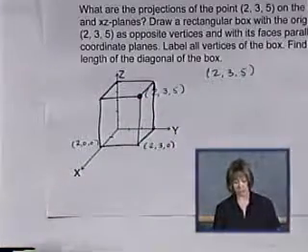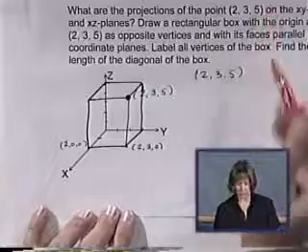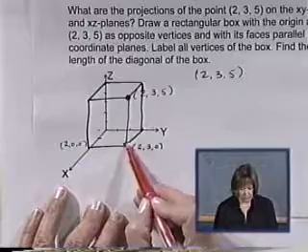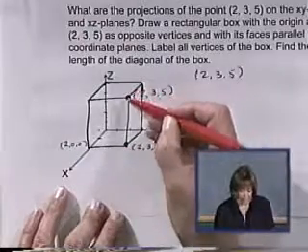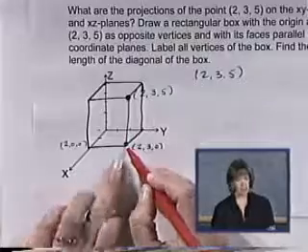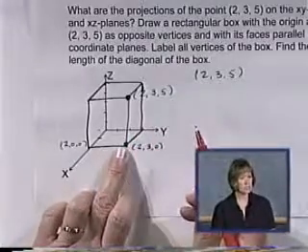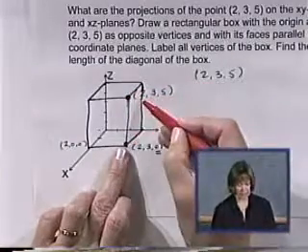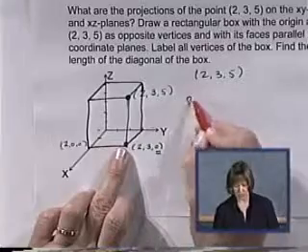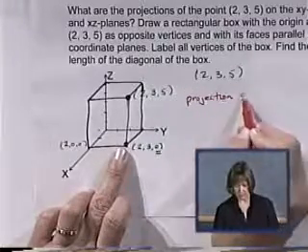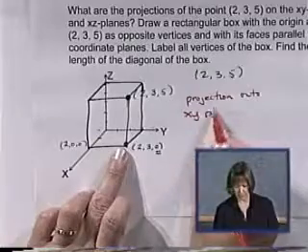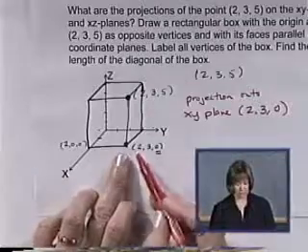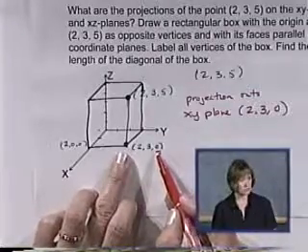Okay, now they want me to do a few projections. They want to know what the projection of the point 2, 3, 5 on the XY plane is. Well, that's the point right here, because you're taking the perpendicular down from that point to the XY plane. Now if you're in the XY plane, what's your Z coordinate? 0. But we're going straight down, and so the X and the Y stay the same. So the projection onto the XY plane is going to be the point 2, 3, 0. Because if you're on the XY plane, you have no height. Your Z is going to be 0.